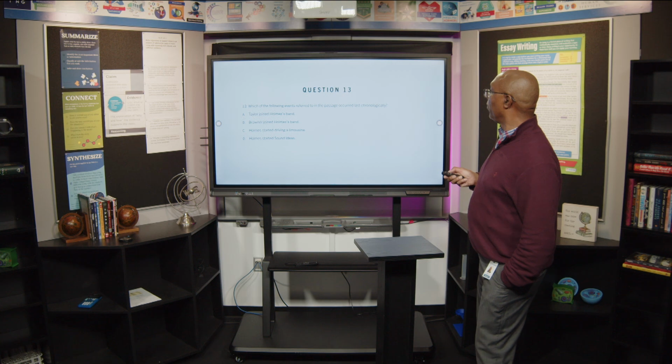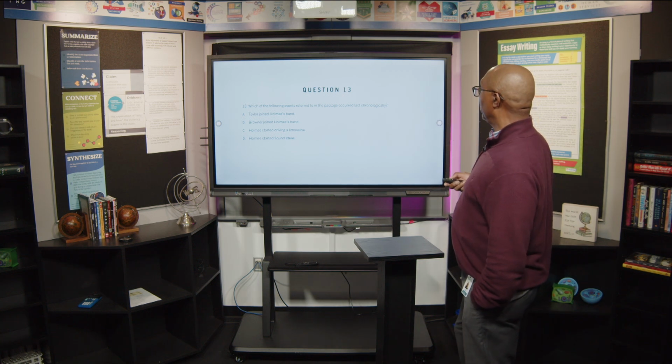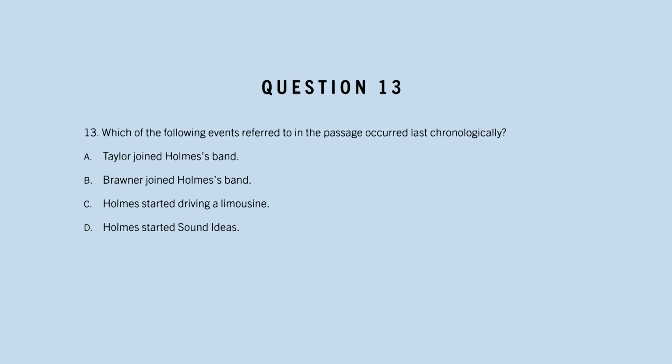Question number 13. Which of the following events referred to in the passage occurred chronologically last? Taylor joined Holmes' band, Bronner joined Holmes' band, Holmes started driving a limousine, Holmes started Sound Ideas. So all we have to do now is go through and figure out what came first. And once again, you can highlight if you are on the computer test, and if you are taking the written test, you just go through and number which one came first, which one came second, and so on and so forth.